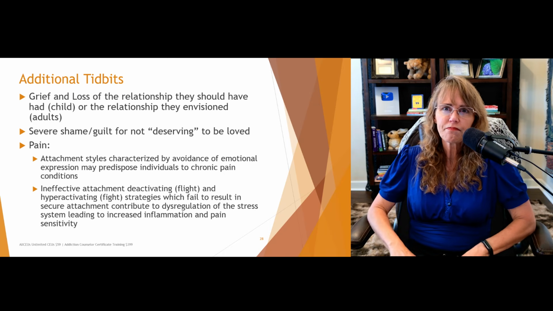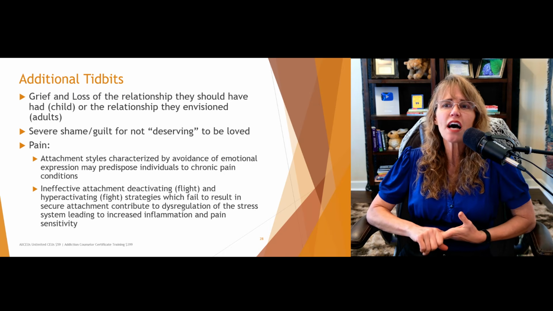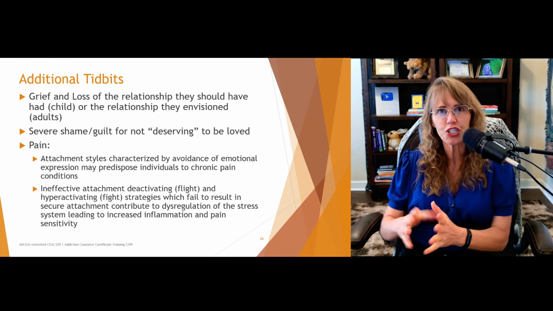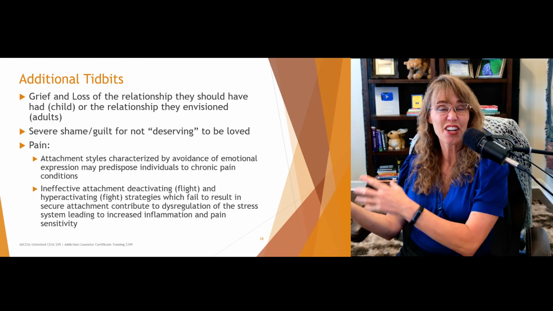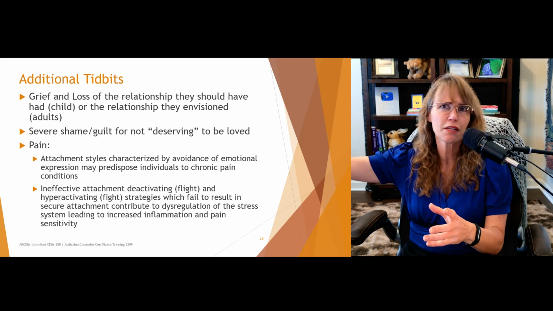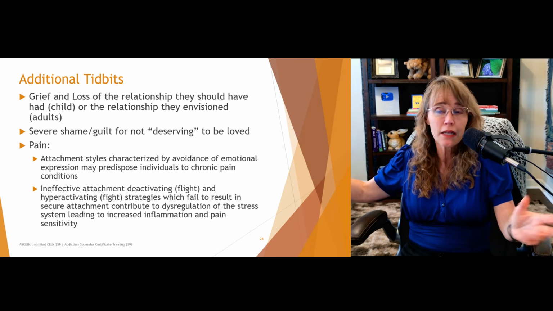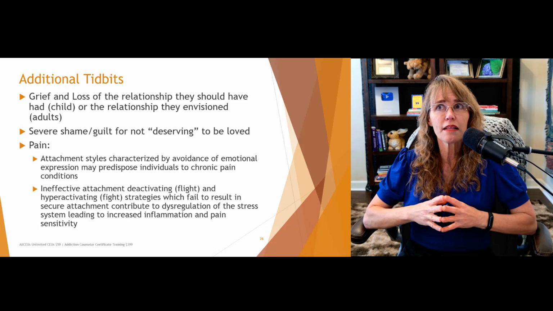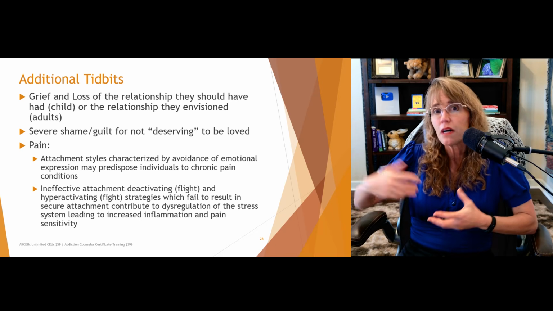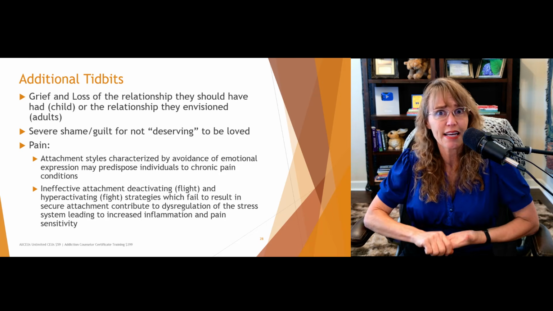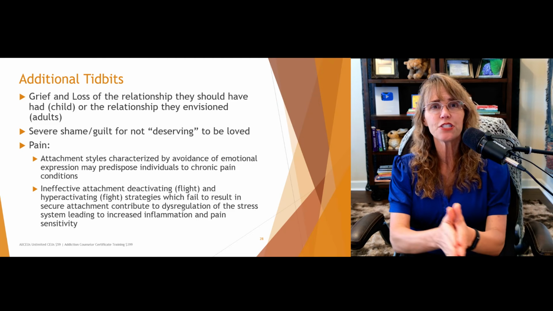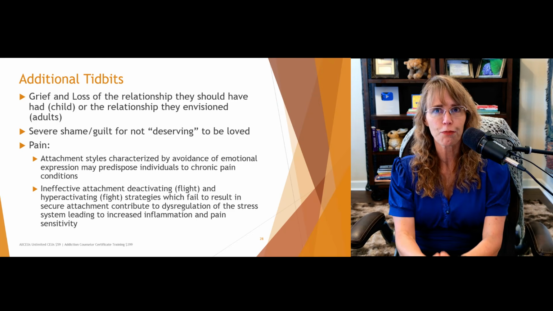Additional tidbits: grief and loss of the relationship the person should have had as a child, or the relationship that went bad that they envisioned as an adult. They were in this relationship with somebody, things were going well, the other person developed an addiction or something, and it all went to hell. They developed an insecure attachment because of the abandonment. Okay, well, now they've got to grieve all that. In order to start being able to feel safe again, they need to go through that anger and depression and acceptance process.